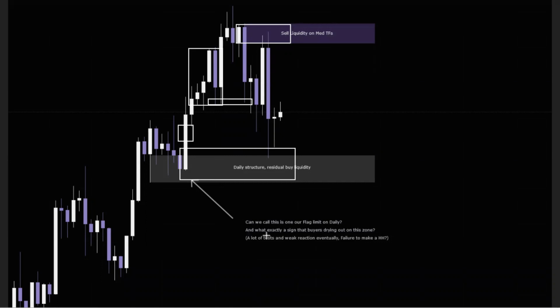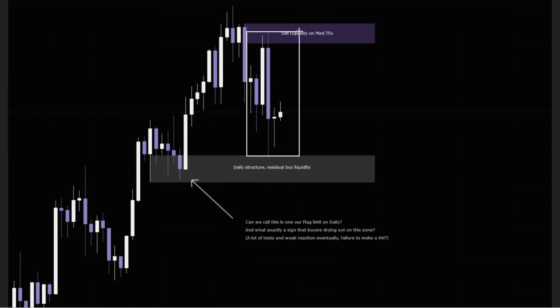So question is, can we call this one our flag limit on the daily, and what exactly is a sign that buyers are drying out in this zone? For example, a lot of tests and weak reaction eventually, or failure to make a higher high. Yeah, you can call that a flag limit. You know, price is currently flagging out here. You might think of it as trapped between this area here and this area here. Okay, so those are your flag limits.